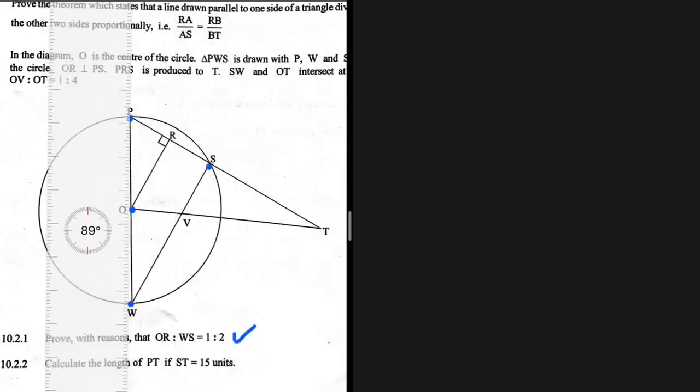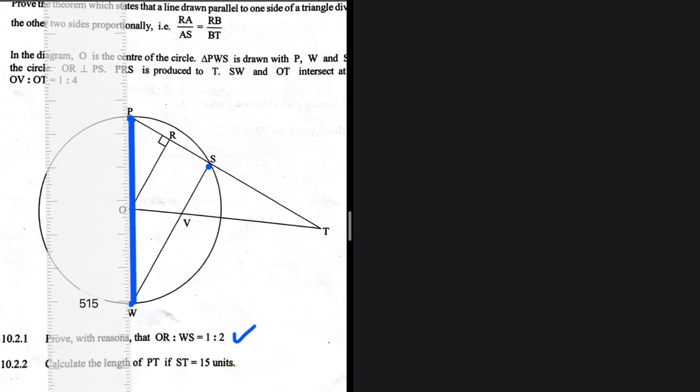Back to the first question, prove with the reasons that OR is to WS is equals to 1:2. Okay, we don't have much to work with as far as the keywords in the question are concerned. But let's take a look at our sketch. Maybe there's something we can cook there. So first of all, PWS is a triangle, right? So PW must be a straight line. Yeah, here we have PW. This must be a straight line, since PWS is a triangle.